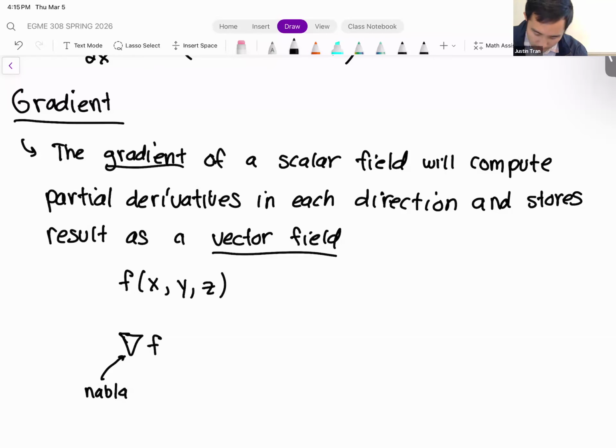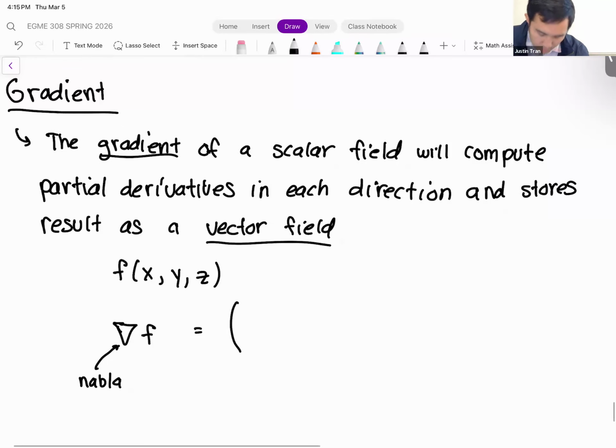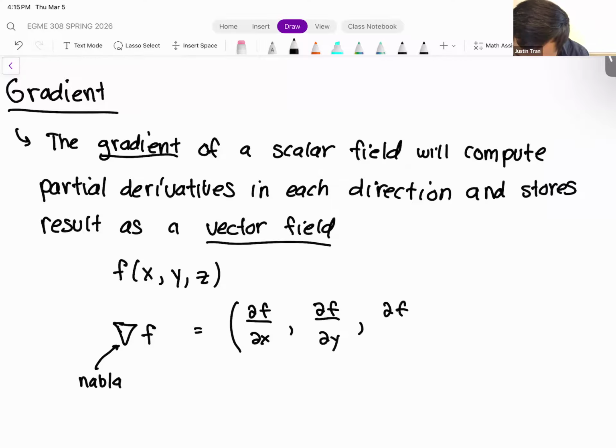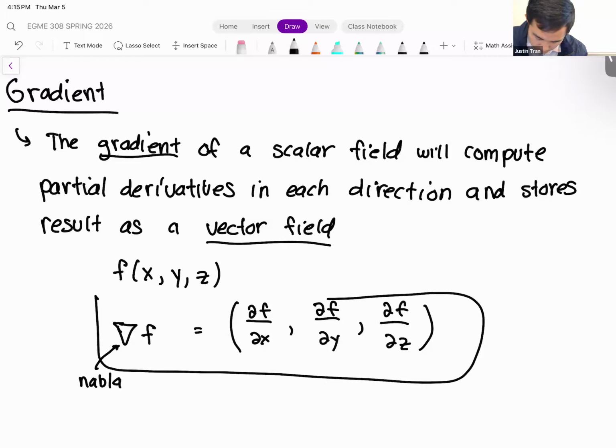So if you take the gradient of f, this is equal to, right? This is now going to turn it into a vector field. Our scalar field f is going to turn into a vector field when we take its gradient, where each component of that vector field is the partial derivative of f in each of the different directions. So we're going to have partial f, partial x, comma, partial f, partial y, and then partial f, partial z. And of course, if you only have a two-dimensional field, then your gradient will also only be a 2D vector field.